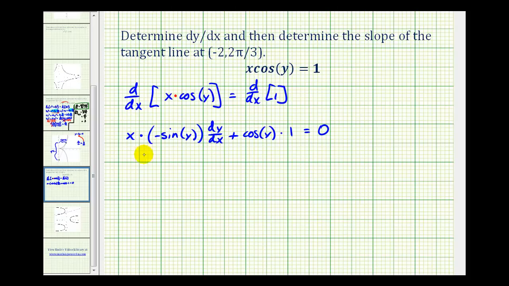So now we need to solve this equation for dy/dx. Let's simplify this to negative x sine y dy/dx. Let's move this cosine y to the right side of the equation. So we'll have negative cosine y. And now we can solve for dy/dx by dividing by negative x sine y on both sides.